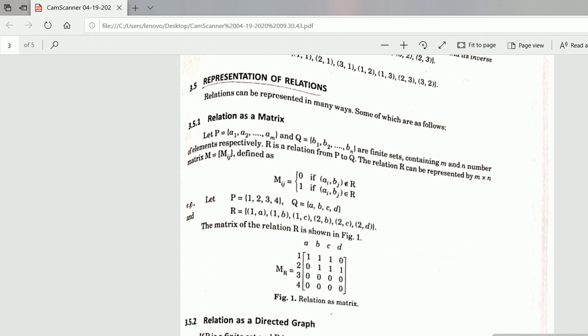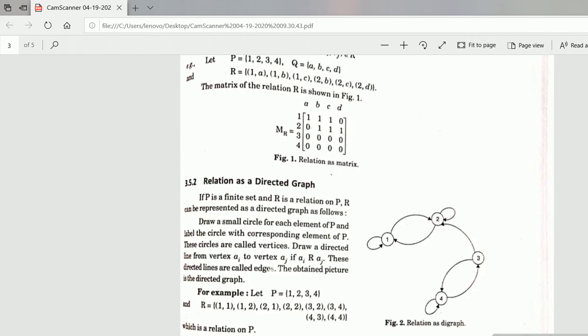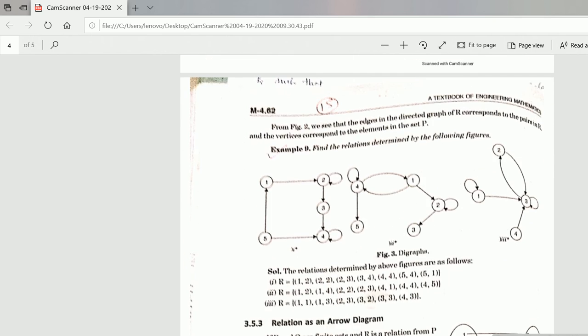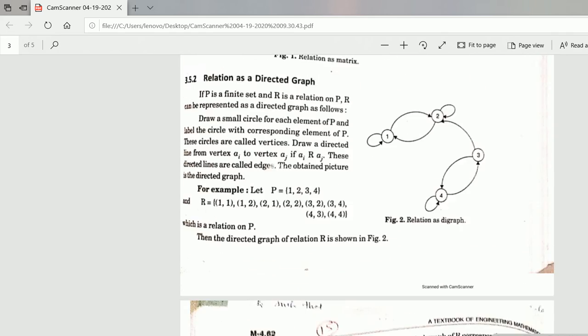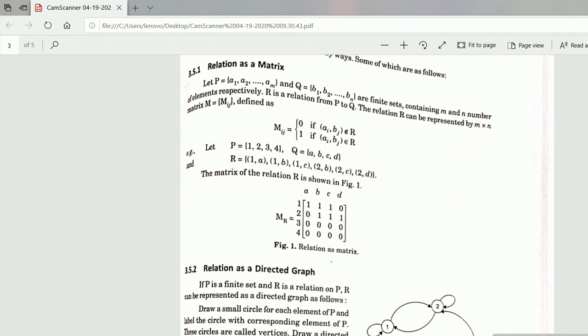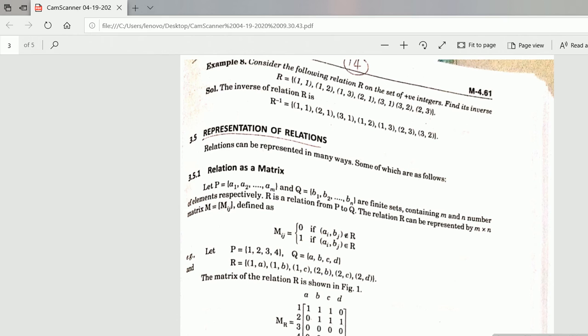Now, how to represent a relation? Representation of relations. Relations can be represented in many ways, some of which are as follows. You see, students, you have learnt the diagram, how to find the relation. Also, you have found a relation as an arrow diagram. These are the new things we are going to study here. The first one, relation as a matrix.